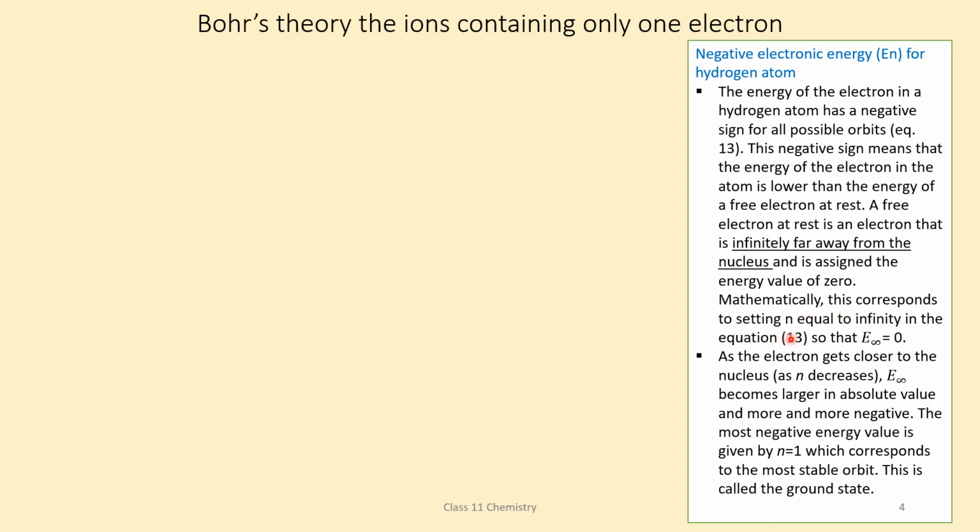Mathematically, this corresponds to setting n equal to infinity in equation 13, so that E infinity is 0. As the electron gets closer to the nucleus, n decreases, that is, the number of the orbit decreases. E n becomes larger in absolute value and more negative. The most negative energy value is given by n equals 1, which corresponds to the most stable orbit. This is called the ground state.